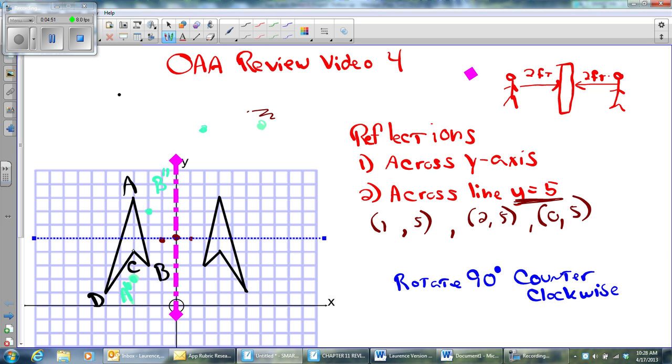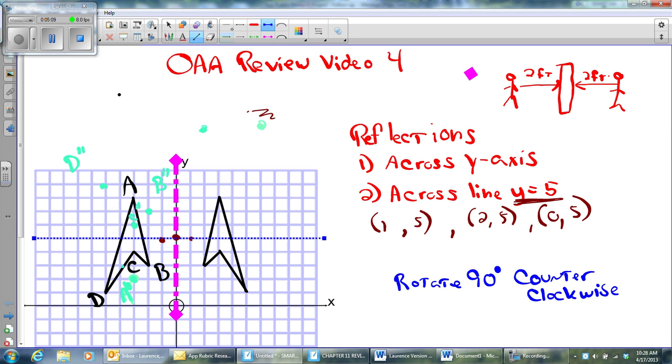Okay. C is 1, so C double prime will be 1. And D is 1, 2, 3, 4. And so there's the D double prime. And so this one will actually flip.